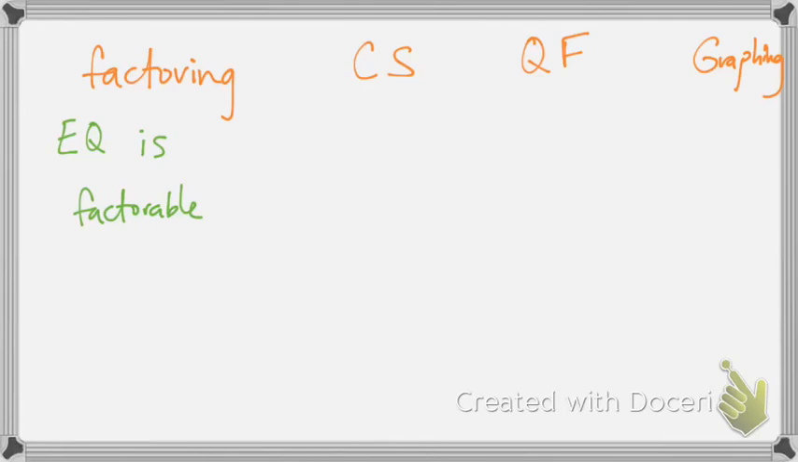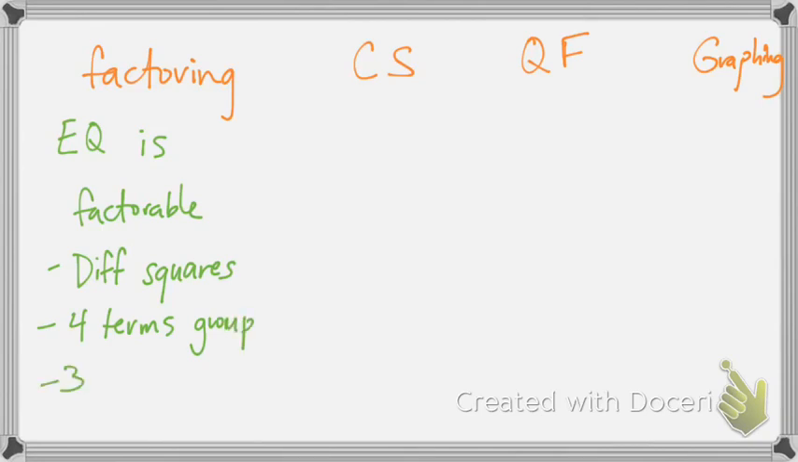And sometimes I will tell you, like on the quiz, I said, do this by factoring, do this by completing the square. If it's factorable, maybe you easily see a difference of squares. Maybe you see one that's 3 terms or 4 terms and you can group. Maybe you see one that's 3 terms that you can trial and error. Factoring is my favorite, but it doesn't always work because not every equation is factorable.